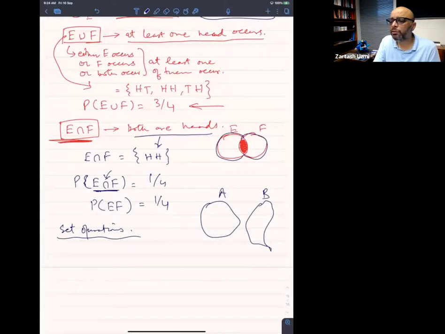ठीक है, I just wanted to ask, for the people who are still remaining here, कितने लोग हैं जिन्होंने मेरे साथ बेसिक प्रोबेबिलिटी वाला कोर्स लिया? Anyone? Nobody. कोई भी नहीं?